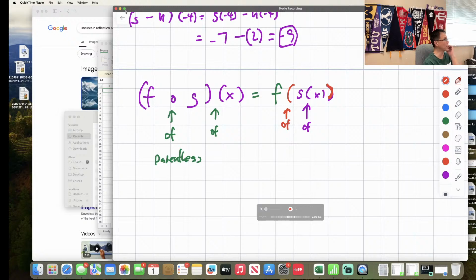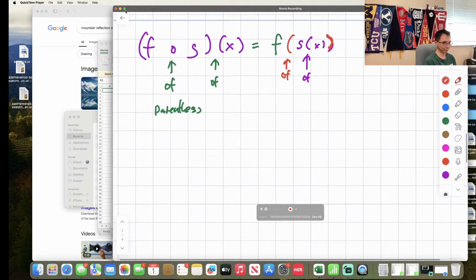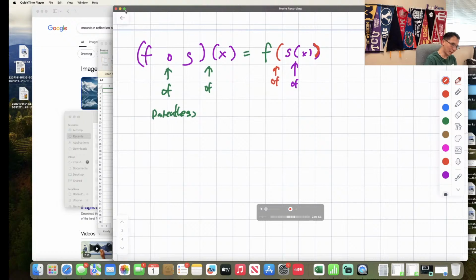So let's start with something that's easy. Or let's do another one. g of f of x. That just means g is outside. Every time you see parenthesis, it means of. f of x, like this. This is called a composite function.